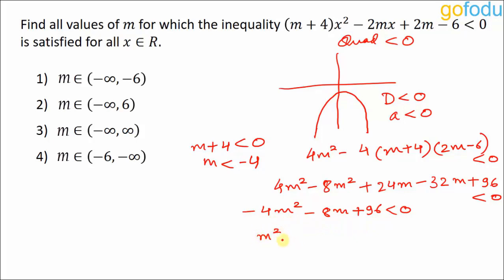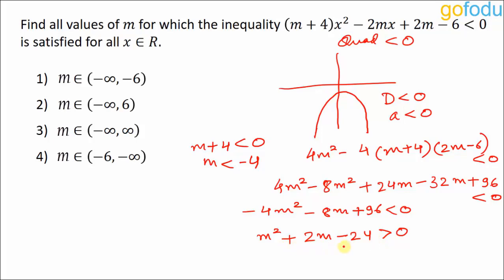m square plus 2m minus 24 will be greater than 0. As we are dividing by a negative number, this inequality sign will change. I have covered these rules of solving inequality in a separate video. So if you are confused about how to proceed with this inequality, you can pause the video right now and check out the video on inequalities.